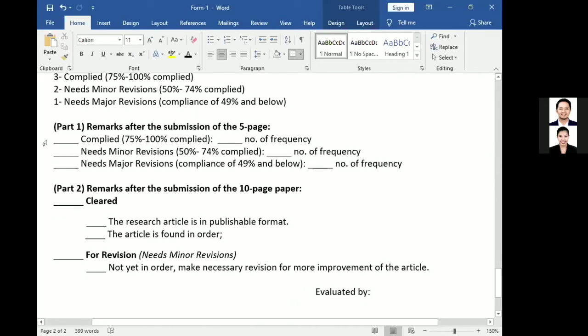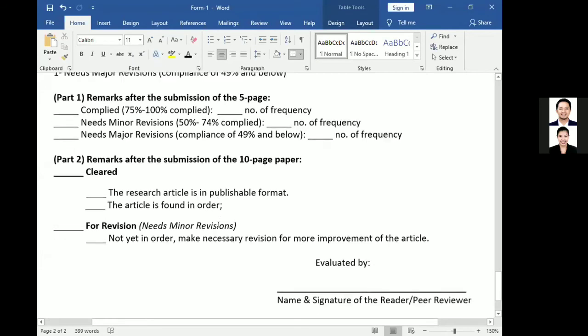So for part 1, you should be writing here for the 5-page, say complied or minor revision, depending on the number of frequencies. So whatever the number is more frequent, then you have to write it there, and then you have to write the frequency.